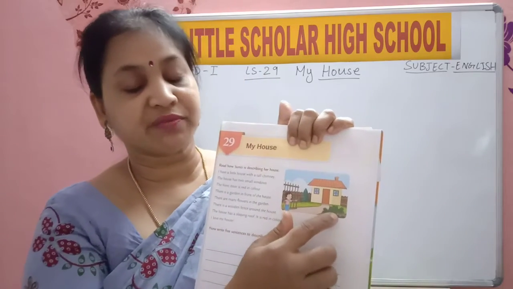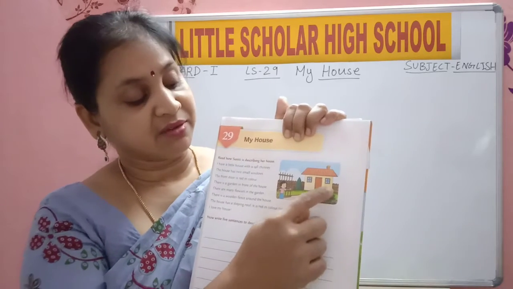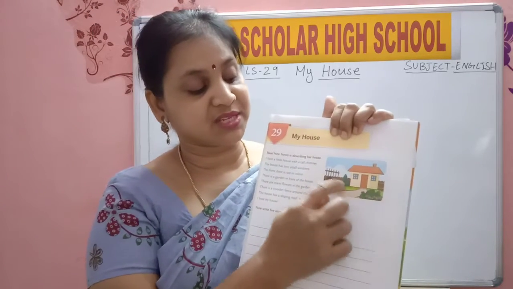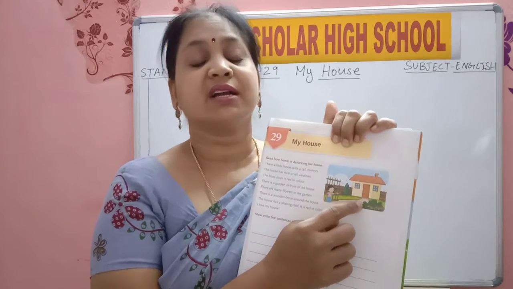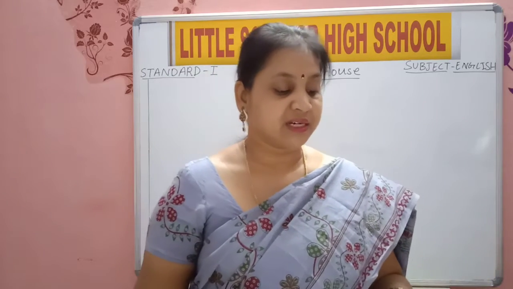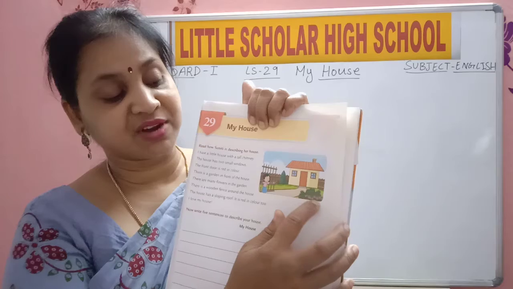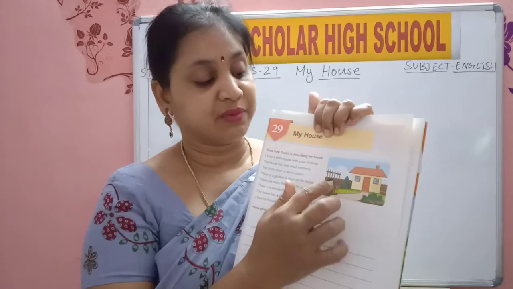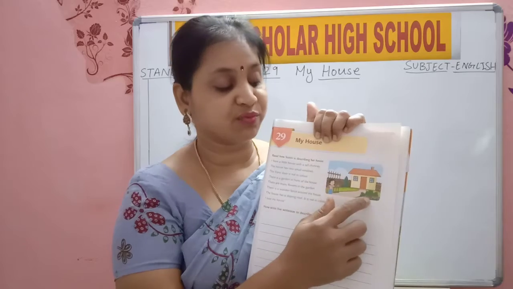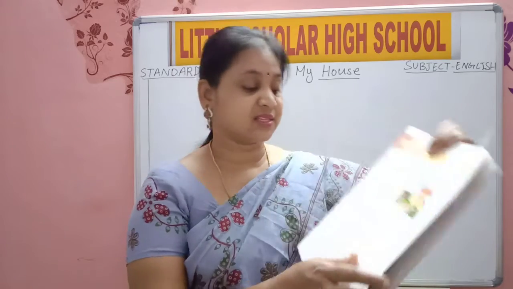There is a garden in front of the house. You can see a garden here. Yes, in front of the house. Here you can see flowers. Flower garden and a few plants are there. What is she saying? In front of the house we have a garden. There are many flowers in the garden. Yes, she is saying that we have a garden in front of the house with many colorful flowers.